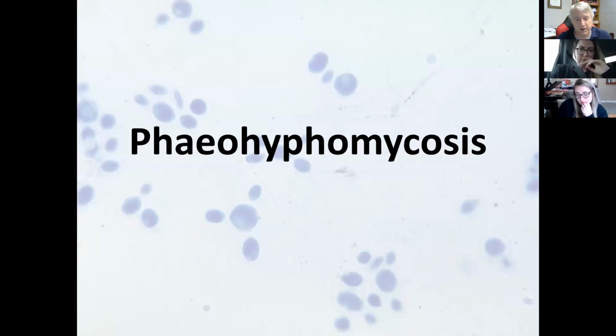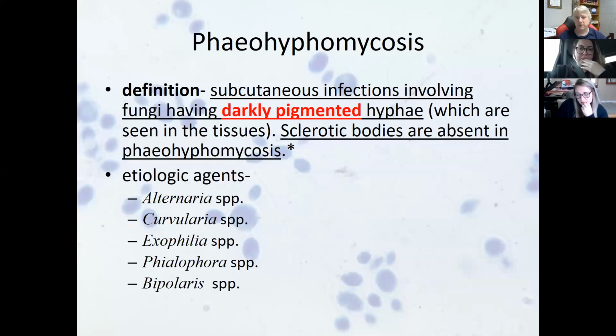So we'll move to phaeohyphomycosis. These are subcutaneous infections involving fungi that have dark pigmented hyphae, which are seen in the tissue. Sclerotic bodies here are absent. So we don't see that sclerotic, brown double cell, divided cell, and these are known in the phaeohyphomycosis.